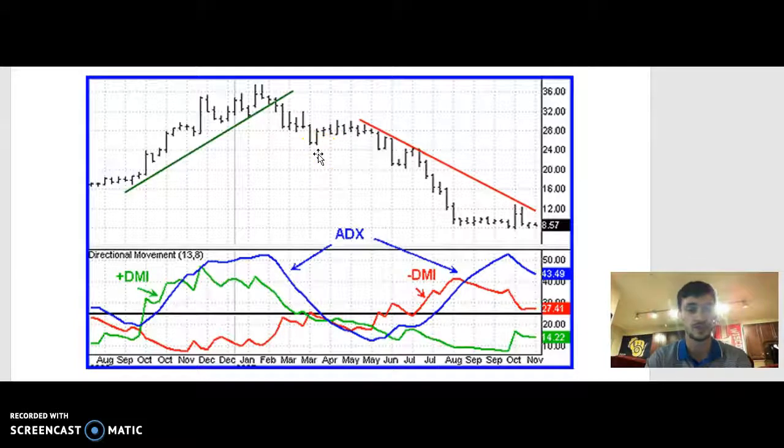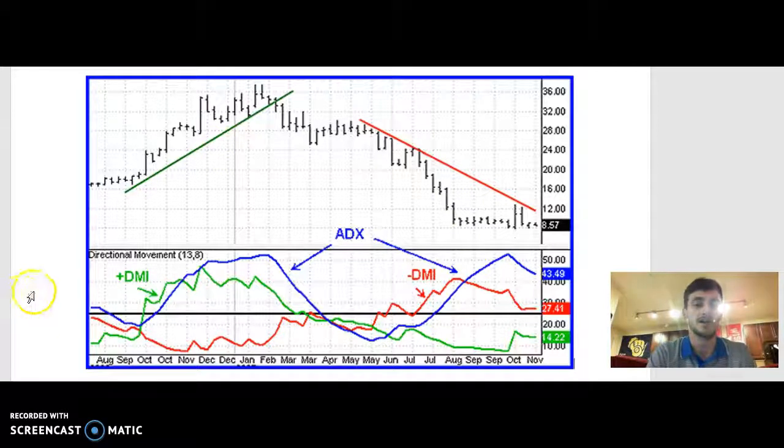Underneath we have the directional moving index, which has a positive and a negative, both listed down here in green and red. Obviously, the negative one is going to hit higher levels as the stock is falling on a bearish side, and vice versa for the positive side of this. So, obviously the question is, how do we make money off this?